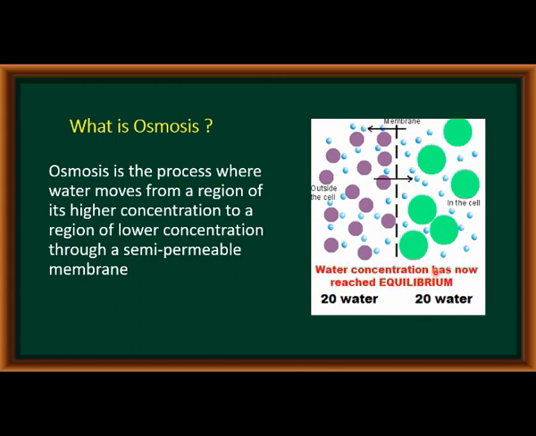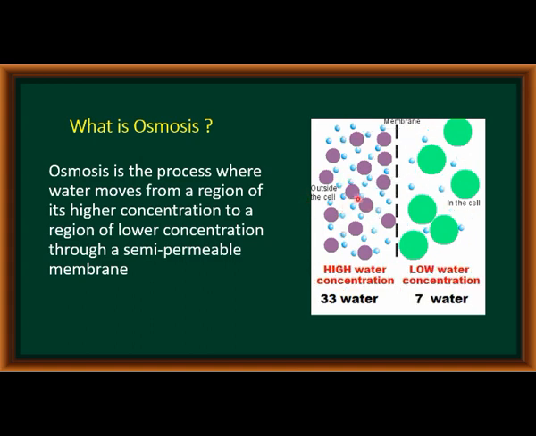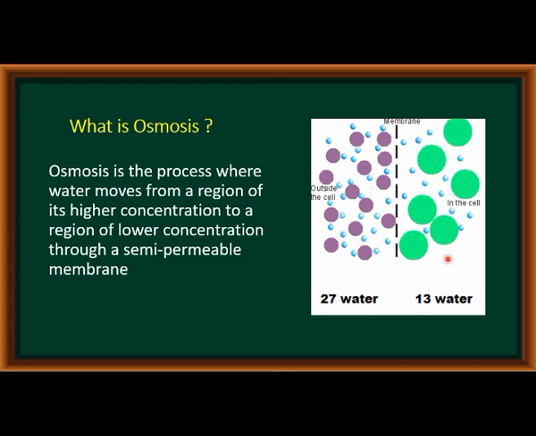So this is a diagram explaining osmosis. Now this is the outside of the cell and this one is the inside of the cell. Now outside of the cell has high water concentration and inside of the cell there is a low water concentration. As we know, in osmosis the water moves from the high water concentration region to the low water concentration region through a membrane called the semi-permeable membrane.